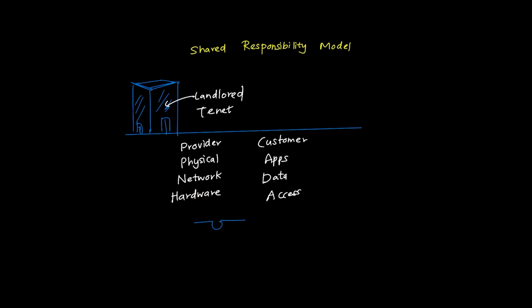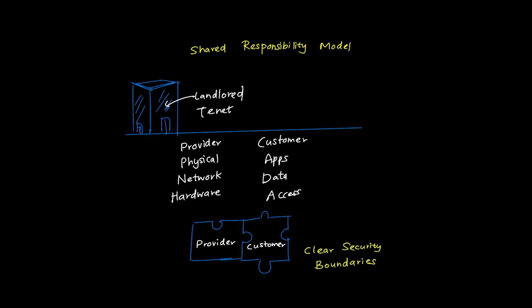This model explicitly defines these boundaries to eliminate confusion about who handles what. Zero trust assumes no trust anywhere, defense in depth uses multiple layers, and perimeter security focuses on boundaries. But only the shared responsibility model specifically delineates the security division between providers and customers.